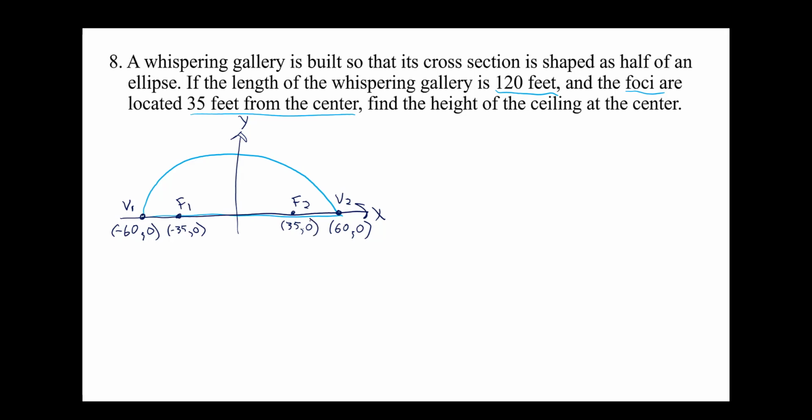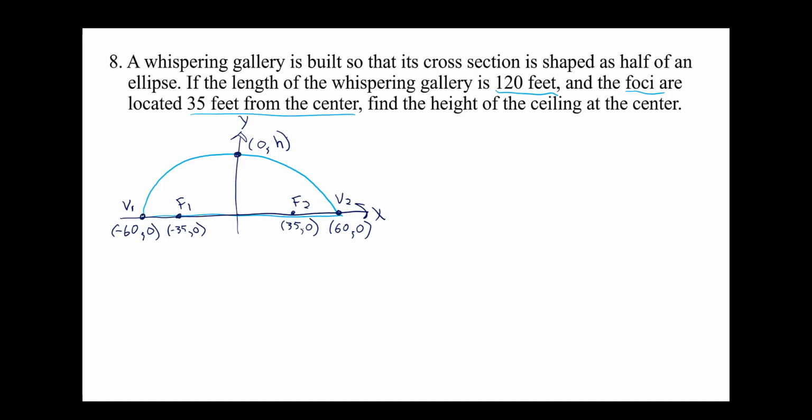Okay, so we're trying to find the height of the ceiling at the center. So right here, we're looking for what the height is at this point. And if we look at this graph-wise, this would be the point on our ellipse that would be 0 from where I located the intersection of my x and y axes, the origin. This would be the point (0, h) for the height. The height of the ceiling at its center would be right here.